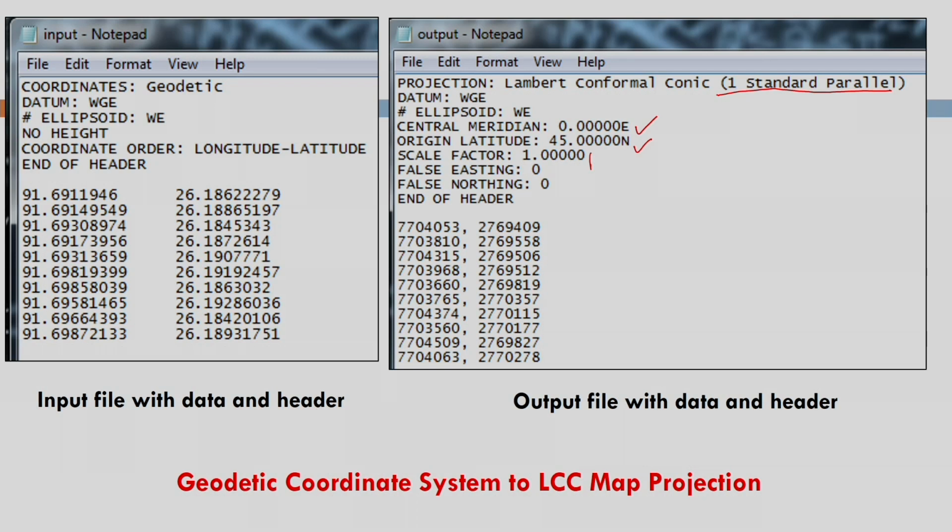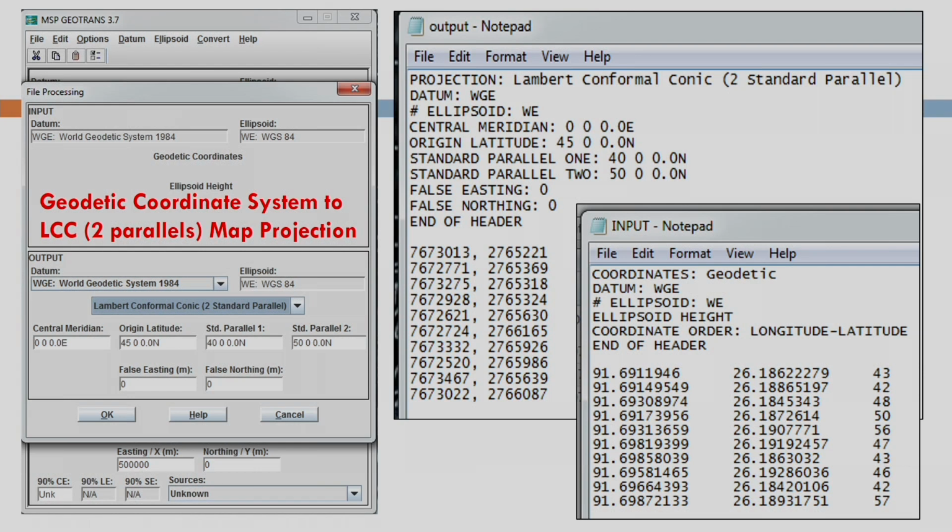In case of UTM, it has its own arrangement where UTM has some false easting and some false northing value, especially positive, like around 5 lakhs, and because of that we will never get any negative coordinate there. You see here, geodetic coordinate system to LCC with two parallels map projection. Okay, so you can see this is the interface here, and this is my output file which is shown up here, and this is the input file.